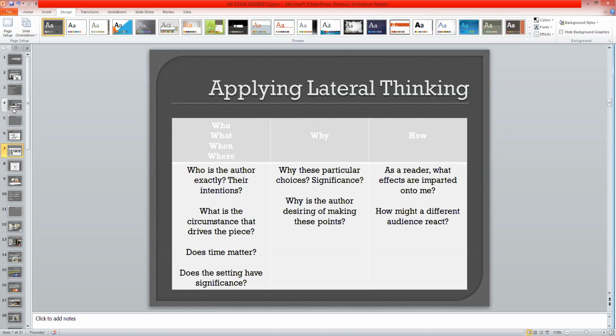And maybe as a more difficult level, as a reader, what effects are imparted onto me? But even more sophisticated, how might a different audience react? Because every author's writing for a particular audience. It's for everybody, sure, but a graduation speech, for example, is for a graduating class. So in that case, can you empathize or brainstorm what that particular audience might react to? What part of the information would stick with them? That usually earns you sophistication, when you can think about all the small little choices the author makes.